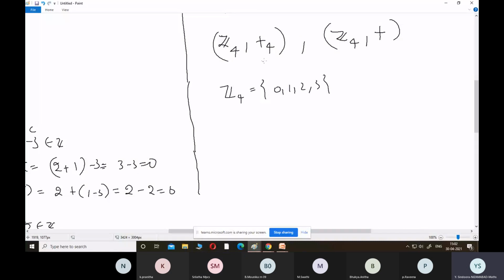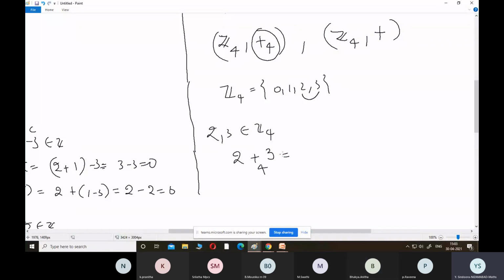So now, how am I going to define the operation? If you are adding any two elements, you have to add them and then take the modulo n. That is, you have to divide by 4 and then take the remainder. For example, if I'm adding 2 and 3, which belong to Z4, how am I going to apply the operation? This modulo 4 means you have to add them and then take the modulo 4.